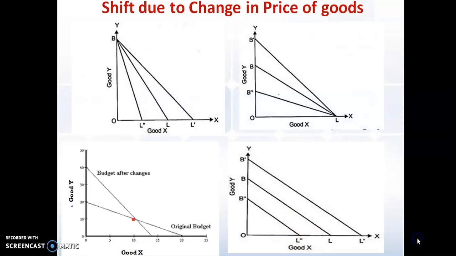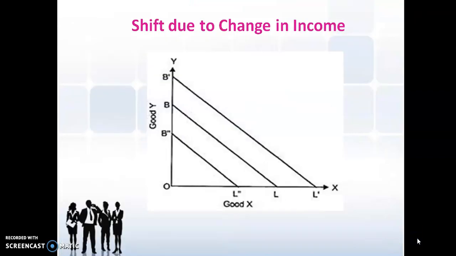Now coming to the next one, when there is a change in income. When we are studying a change in income, the prices of good X and good Y remain the same. Don't get confused between figure 4, the change in the prices of the goods, and this one. Here we are studying the change in income, keeping the prices of good X and good Y constant.